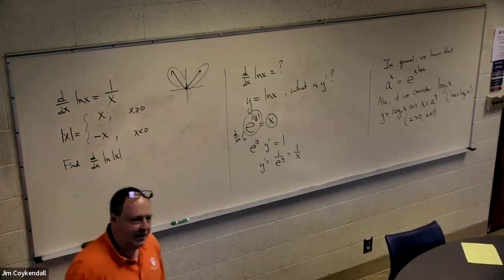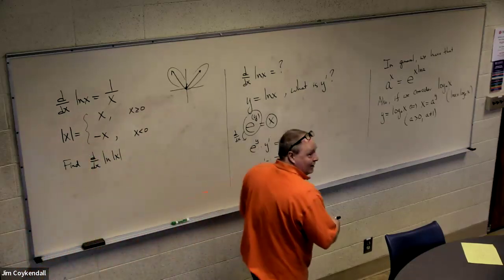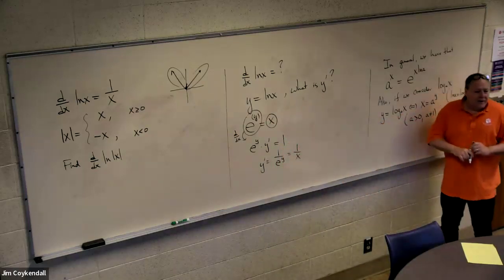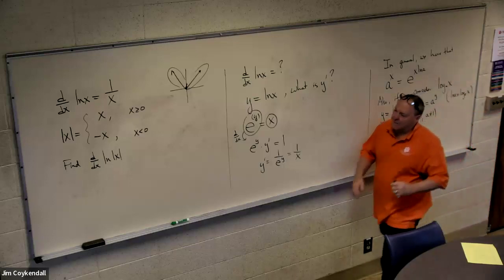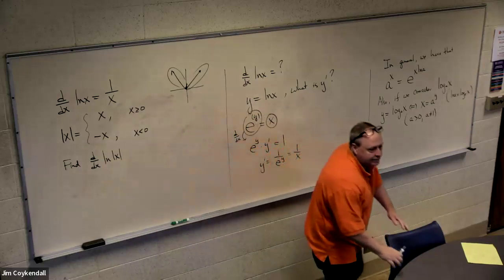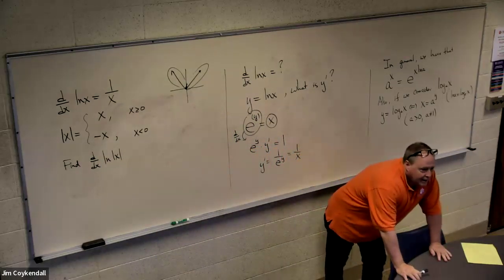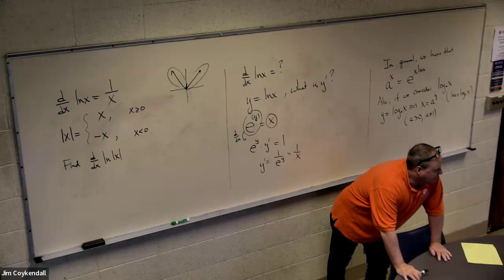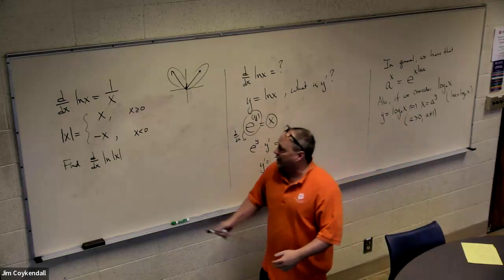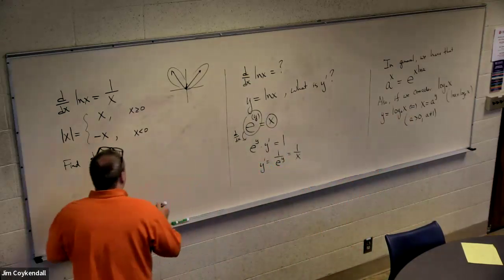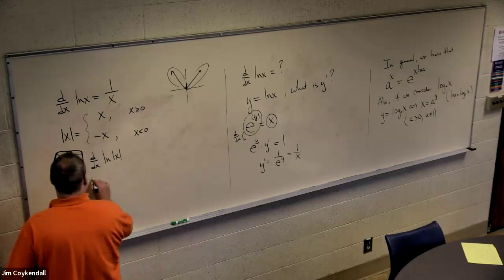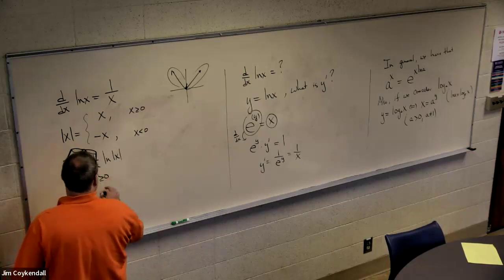Let's figure out what the derivative of the natural log of the absolute value of x is. Notice the natural log of the absolute value of x. What's the domain of this function? What values of x can I plug in now? Anything, right? Because that absolute value changes all negatives to positives. So my only problem I'm going to have here is x is zero. Well, let's do this.